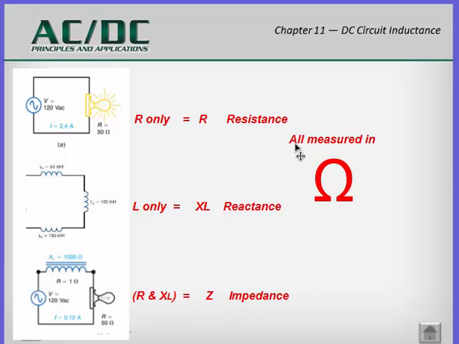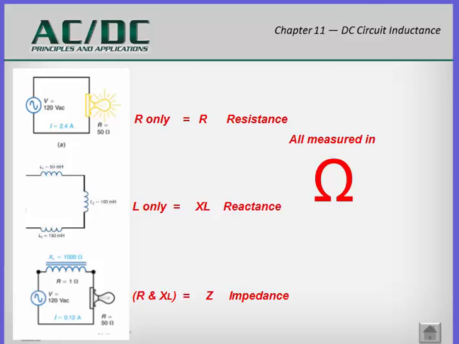And the good thing is they're all measured in ohms. All three of them are measured in ohms. They are all forms of opposition to current flow, but they do have three different names: impedance, reactance, and resistance.